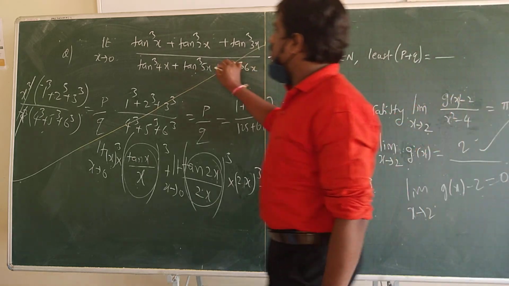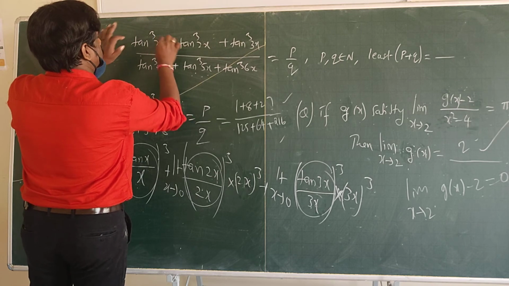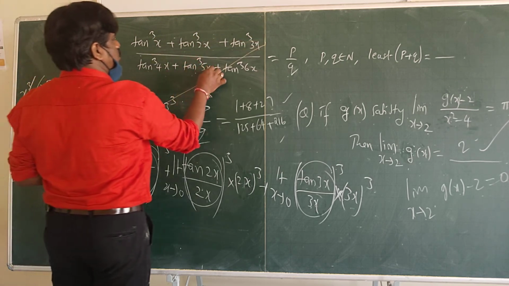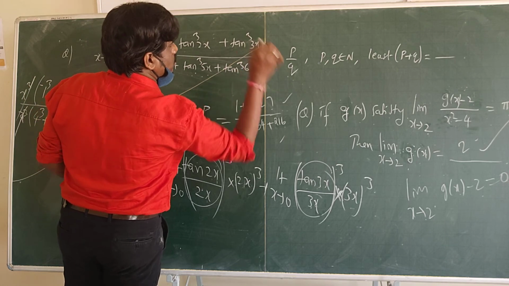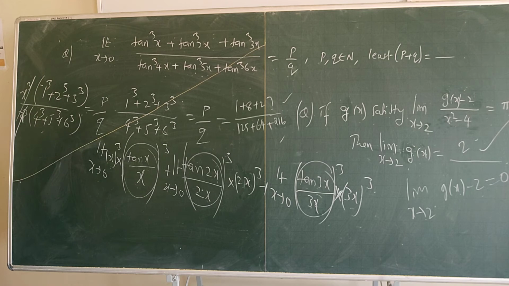And here this one is limit x tends to 0 of tan cube x plus tan cube 2x plus tan cube 3x divided by tan cube 4x plus tan cube 5x plus tan cube 6x equal to 5 p by q. You have to get the value of p plus q.